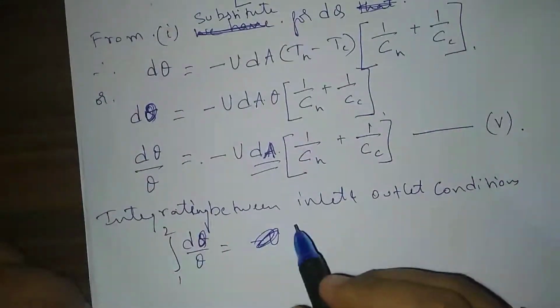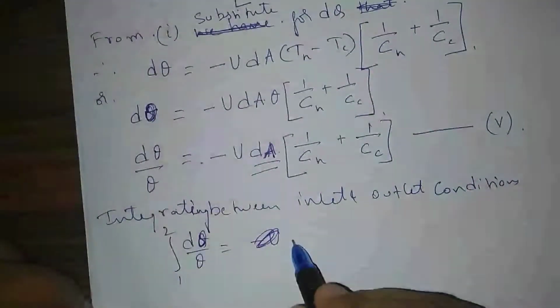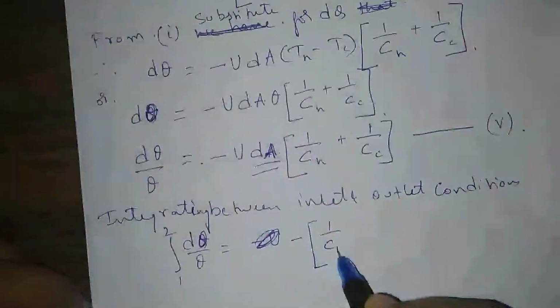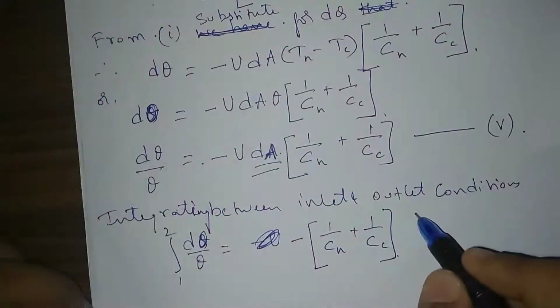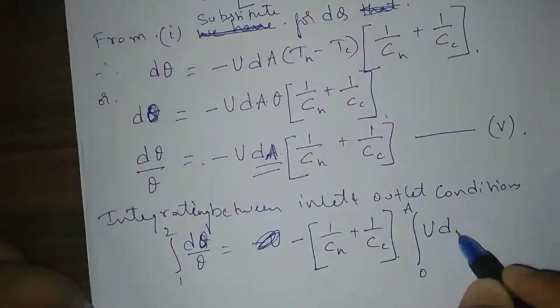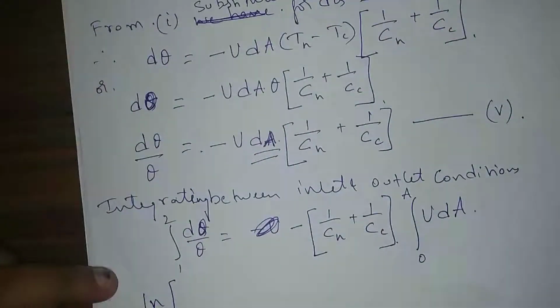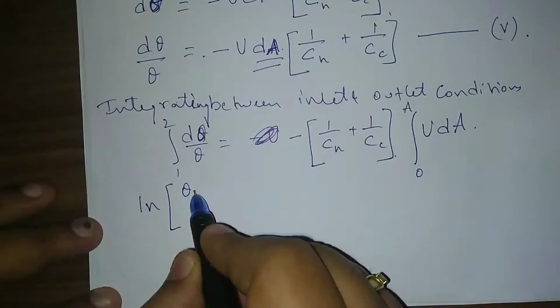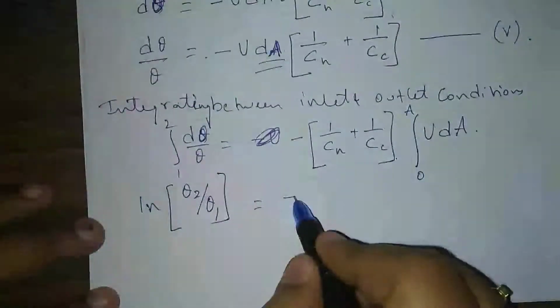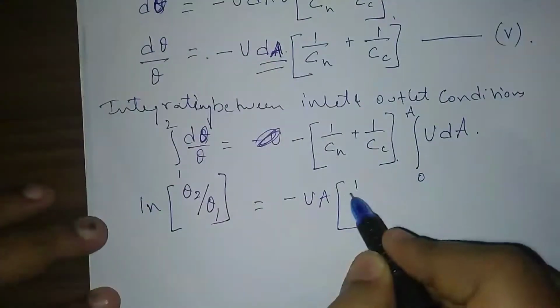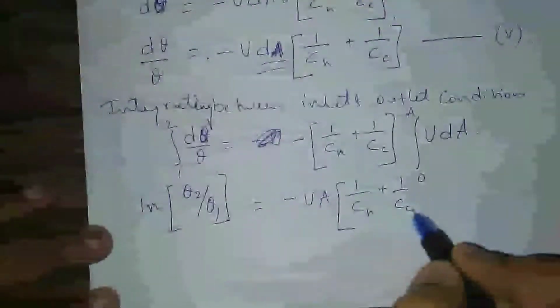So I will now remove all the constants here. Let us try to take it out: minus of 1 by Ch plus 1 by Cc and integral from 0 to A, U times dA. So what is it that we are going to end up with? We are going to end up with ln of theta 2 divided by theta 1, which is equal to minus UA times 1 by Ch plus 1 by Cc.